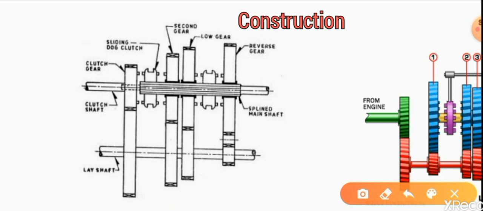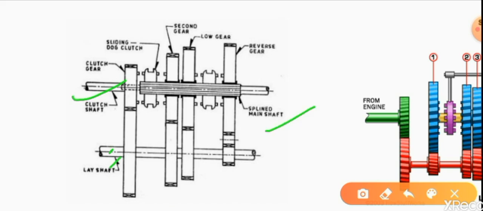Construction. There are three main shafts we have to study in the constant mesh gearbox. First, the clutch shaft, lay shaft and the main shaft. On the clutch shaft, the clutch gear is mounted. The function of the clutch gear is only to transmit the power from the clutch shaft to the lay shaft.